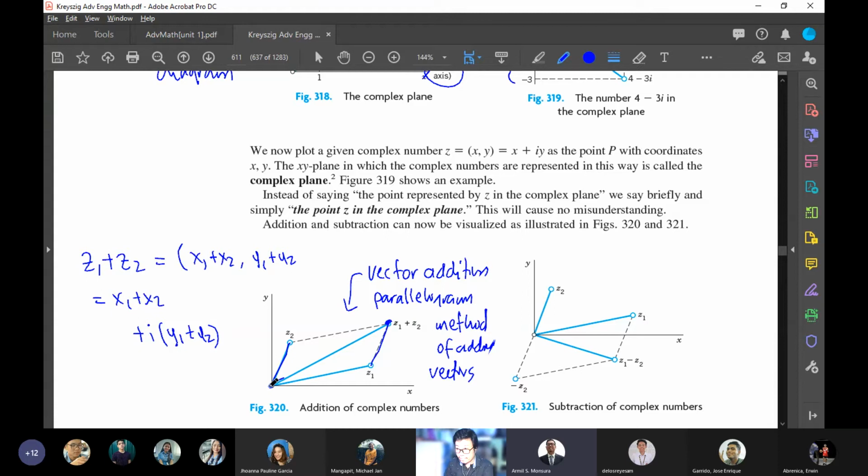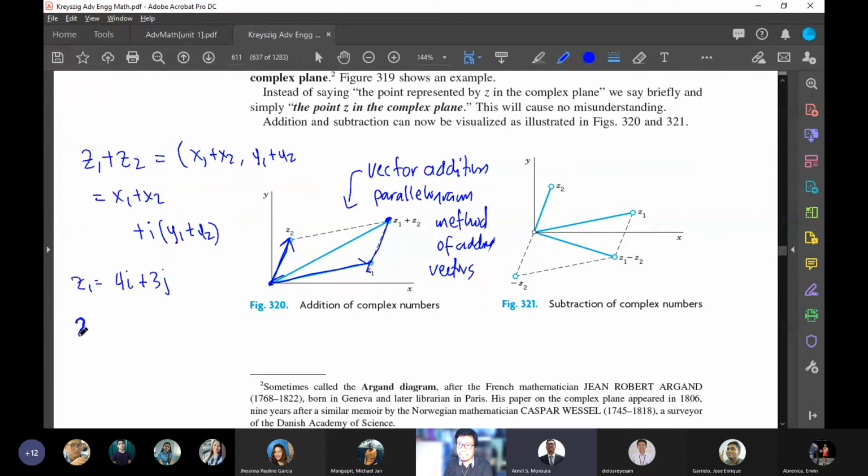Okay? We can consider kasi this as a vector. This one. We can consider that as a vector. And then we can consider this as another vector. Kung meron kayong two-dimensional vector, for example, Z1, for example, as 4i plus 3j. Two-dimensional vector to. And then, meron kayong another vector na say, negative 3i plus 4j.